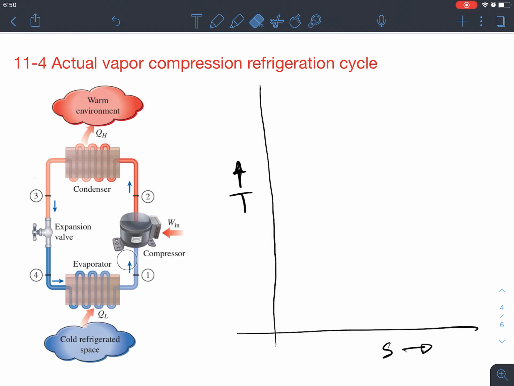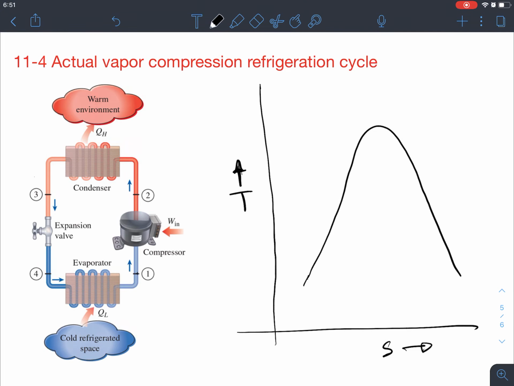So how can we consider or acknowledge those losses in the TS diagram? That's what we're going to take a look at. In the actual TS diagram, this is the dome. The compressor inlet is not completely saturated vapor. It's mostly somewhat superheated, and superheated means it's outside of this saturated dome right here.